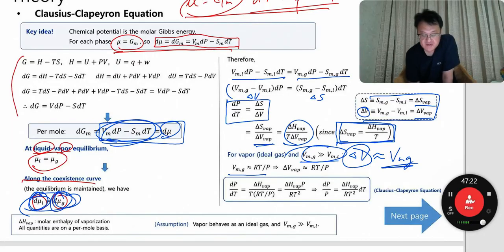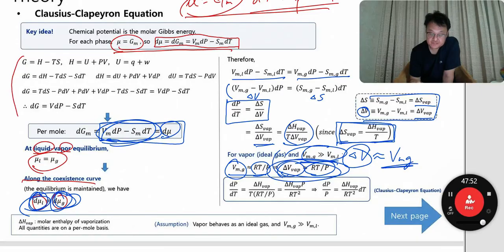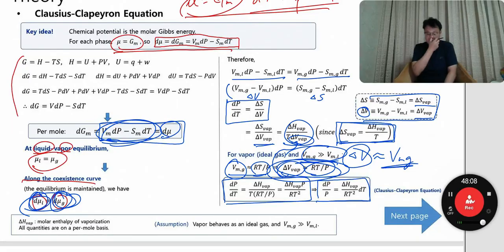Then when you apply the ideal gas equation, the volume of gas for 1 mole becomes RT over P, okay, and therefore delta V of vaporization can be simply written as RT over P. So when you then apply this to this point, and we write the things all together, you come up to this equation, and then you rearrange the equation, and it becomes like this, okay.